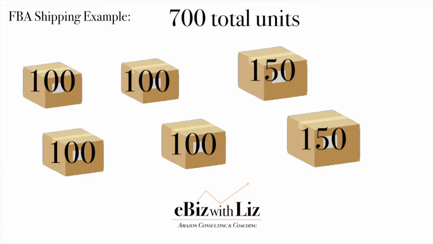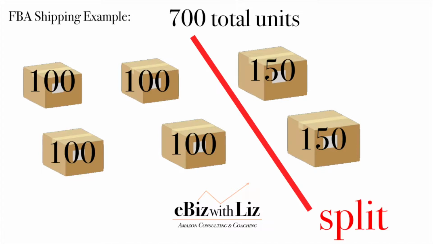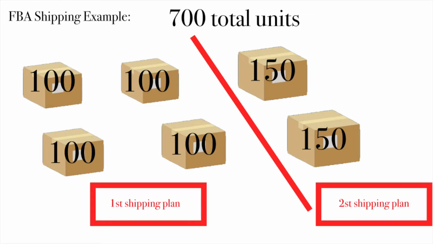Okay, so for today's example, I am going to be doing a mixture of multiple units in different boxes, just to give you an idea of how to actually create a shipping plan. Ideally, you want all of your boxes to be the same dimension with the same number of units and the same weight. But in this case, we have 100 units in 4 cases, and then we have 150 units in 2 cases. And that will actually call for a split shipping plan. So you'll have to create 2 shipping plans, because not only are the box dimensions different sizes, but you also have different amounts of units in each box. So that calls for 2 shipping plans.